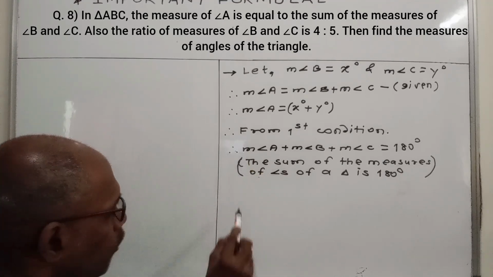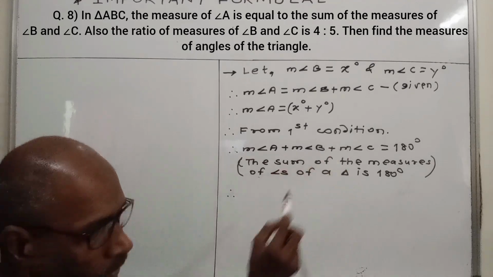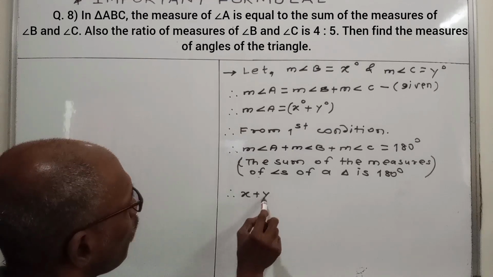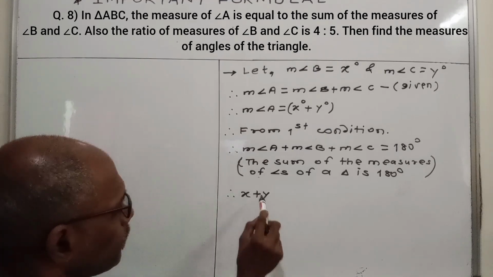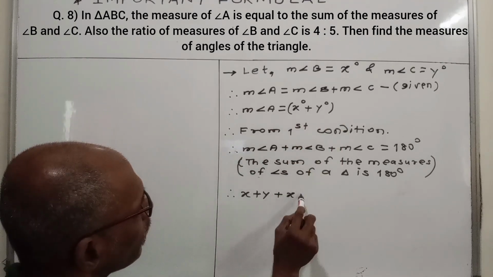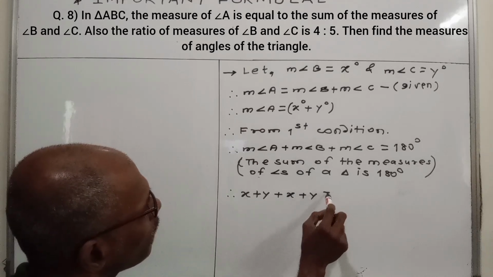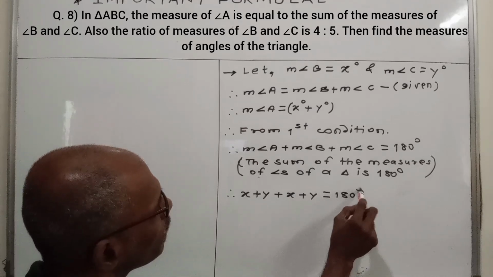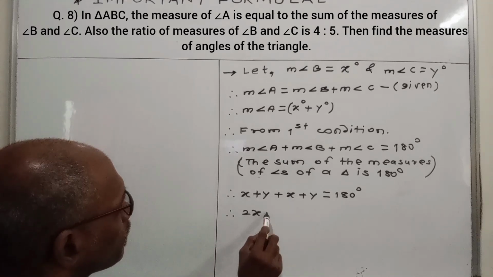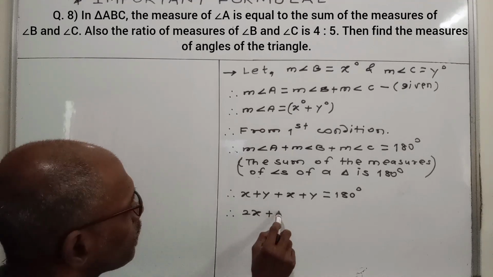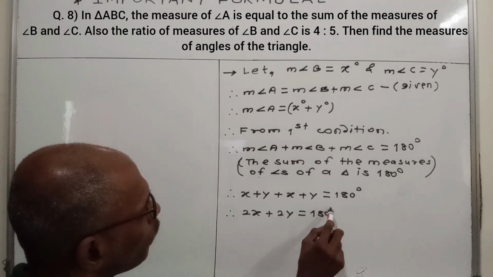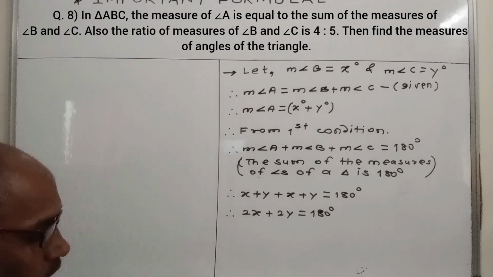Therefore, we substitute values of angle A, B and C. What is measure angle A? x plus y. Don't write now here degree. x plus y plus what is B? x, and C is y, is equal to 180 degree. Therefore, x plus x, 2 times means 2x, y plus y, 2y is equal to 180 degree. Did you get it?